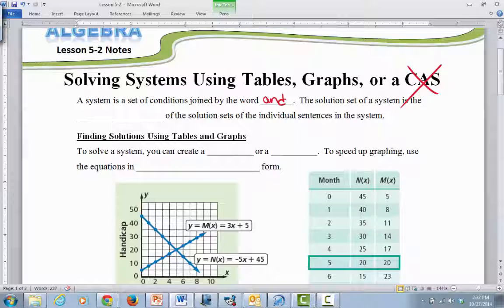The solution set of the system is the intersection of the solution sets of individual sentences in the system. You guys remember when I said intersection last week, it looked like, if I were to compare two lines, in this case, line A is intersected with line B. And what does that mean again?